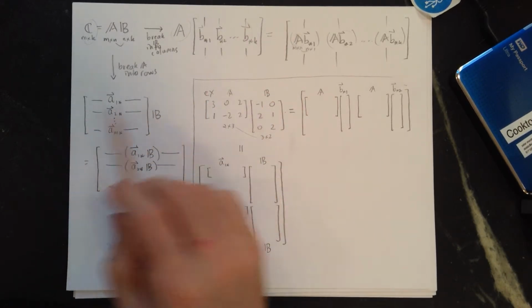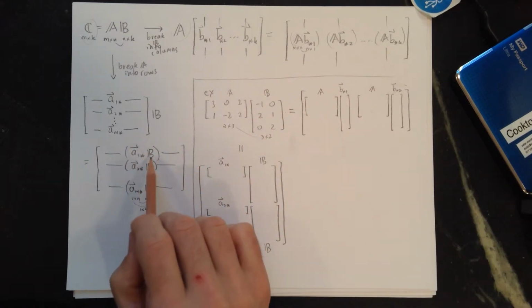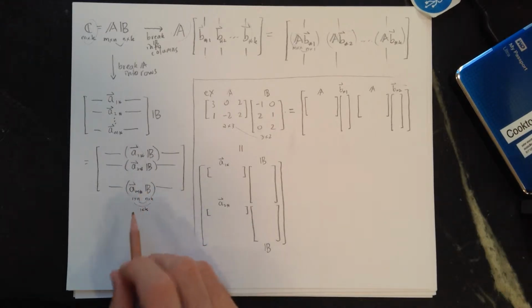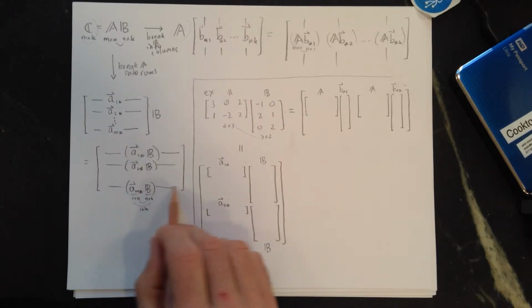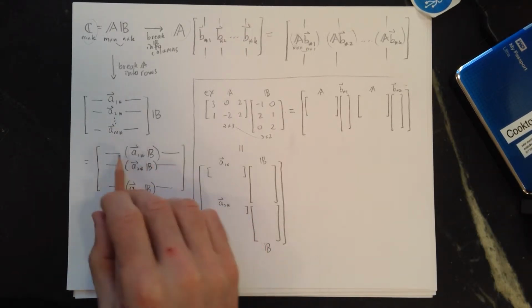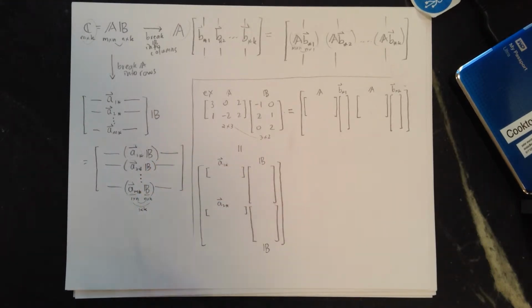And then when we multiply in, I'm just giving you this here. This will be this row vector times B, the second row vector times B, the mth row vector times B. Each one of these is a 1 by n. B is n by k, and so the result is a 1 by k. So we have a 1 by k row vector, 1 by k row vector, 1 by k row vector. You stack them on top of each other and we get C.